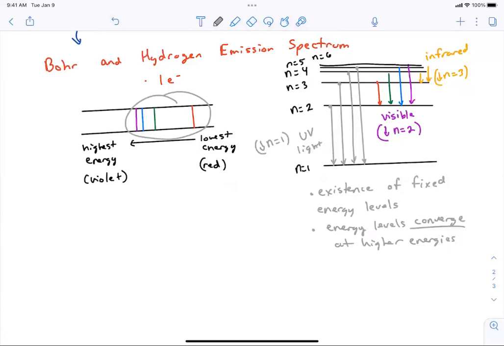Other questions about that? Okay. But so these are the main ideas that you want to take away from the hydrogen emission spectrum. The fact that energy levels converge at higher energies, the existence of fixed energy levels. Oh, I guess you should also add here, energy is emitted when electrons go down. It's absorbed when they go up, but it's emitted when they go down. Notice all these arrows are drawn downward as opposed to upward.